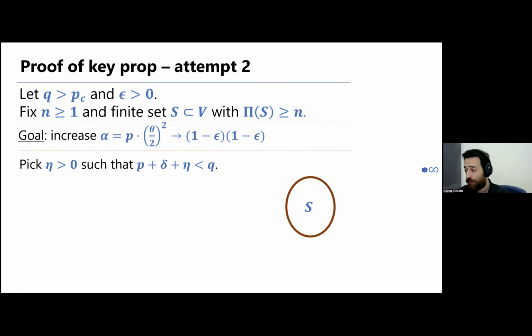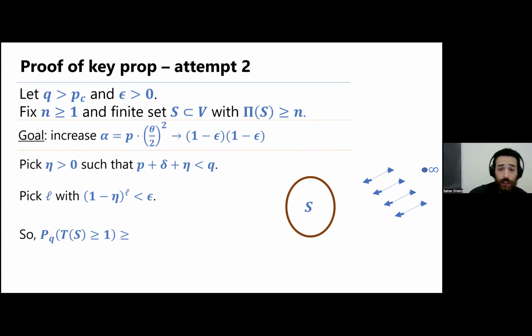But here I'm going to do something a bit different. So let's pick again some parameter L, but now I ask L to be such that 1 minus eta to the L is smaller than epsilon. So L is much bigger than before, but it's still just a constant. And now I pick L many edges and ask what's the probability that I manage to get at least one touch. So I'm not going to reveal these edges at the parameter P. I'm going to first reveal them at the much lower parameter, the parameter eta.